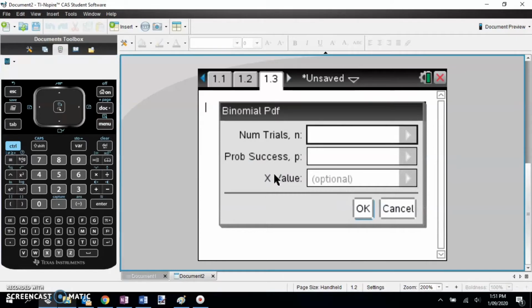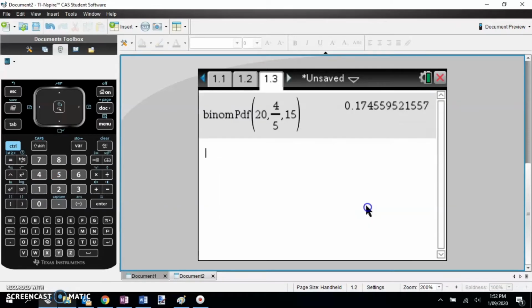The number of trials we're having was 20. Enter that. Probability of success was 4/5. Enter that. And we want 15 successes. So 15. There we go. There's our answer. See how fast that was? Now let's have a look at C.